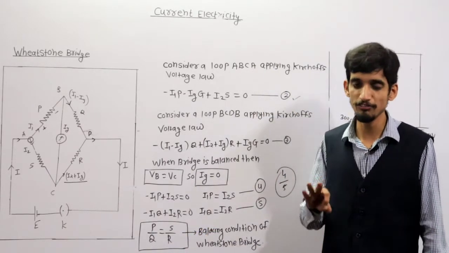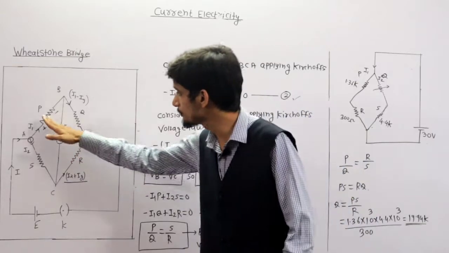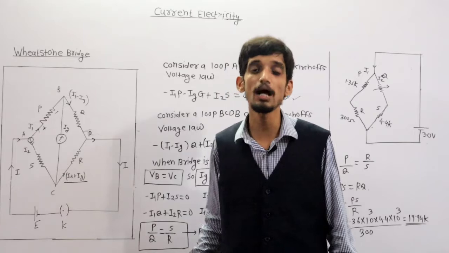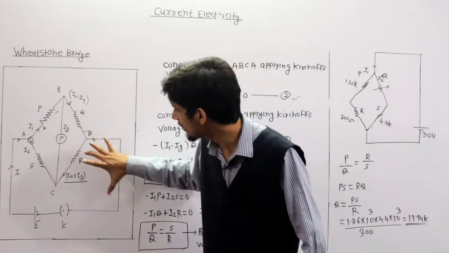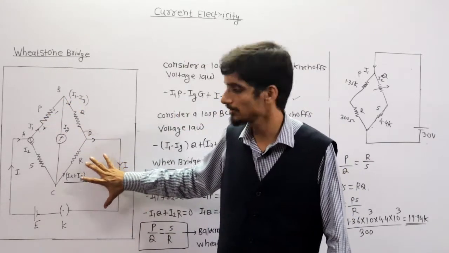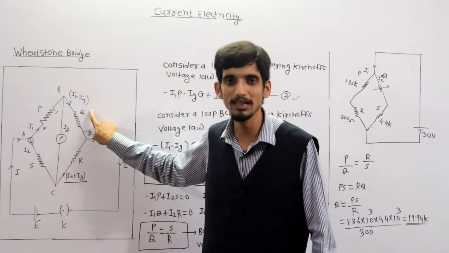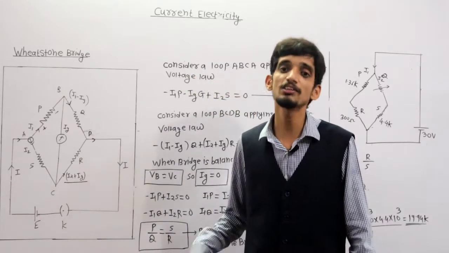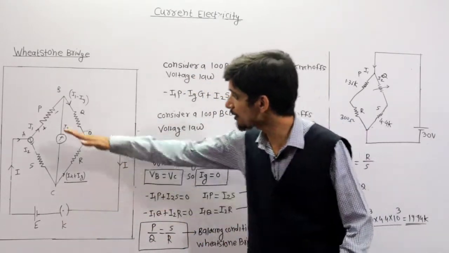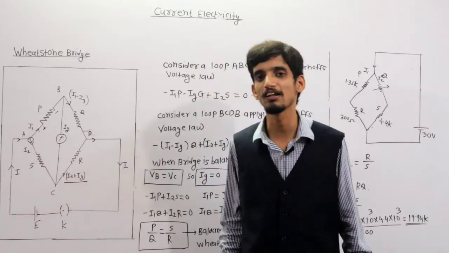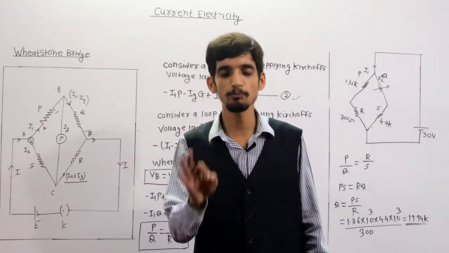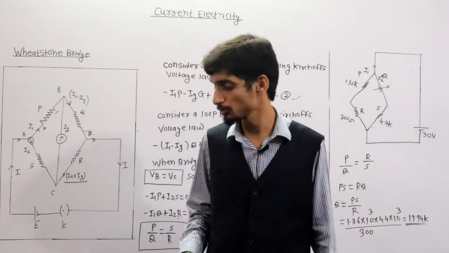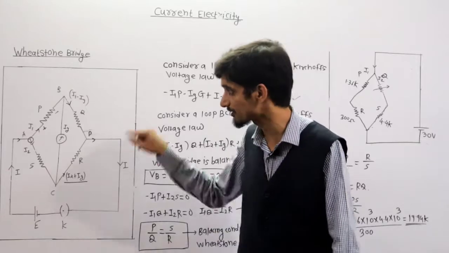Or in short, if you have any confusion about which resistance is P, which is Q, you should always take the product of diagonally opposite resistances. It means P is opposite to R, take the product of that. Then S is opposite to Q, take the product of that. If these two products are equal, it means the bridge is balanced. Clear? So if the products of opposite resistances are equal, then the given Wheatstone network is balanced. This is an important balancing condition for this network.